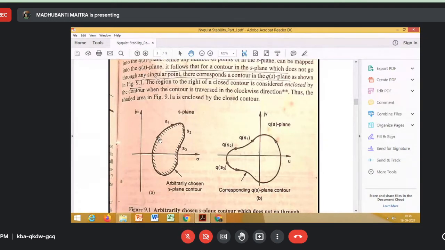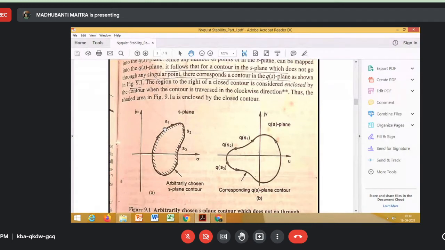Right? So when we move in this particular direction, again in the clockwise direction, then this is the region which is lying to the right of this contour. This region is lying to the left of the contour. This region is lying to the right of this contour, only if we move along the contour in the clockwise direction. Clear?